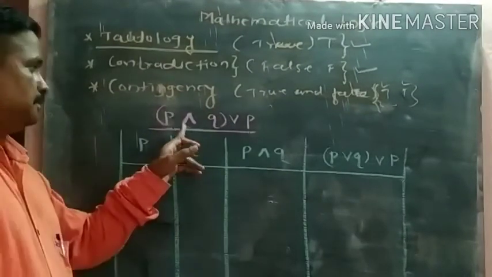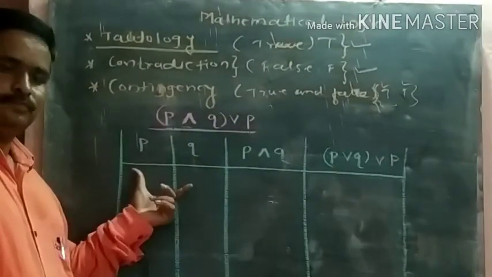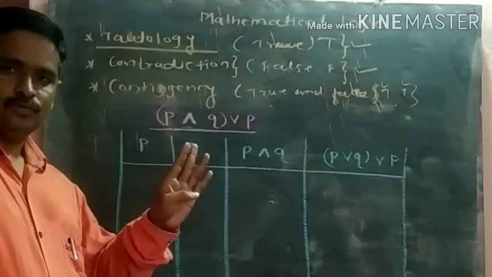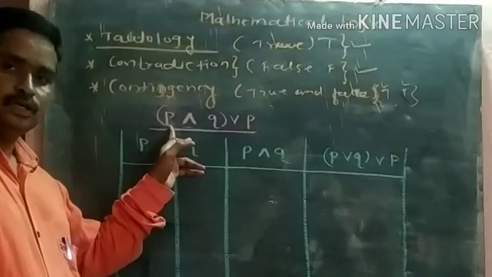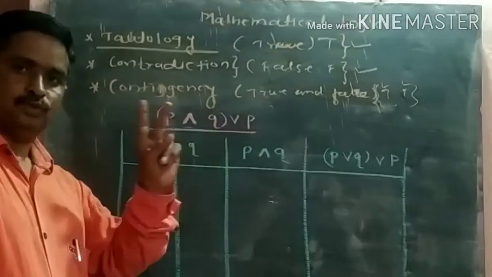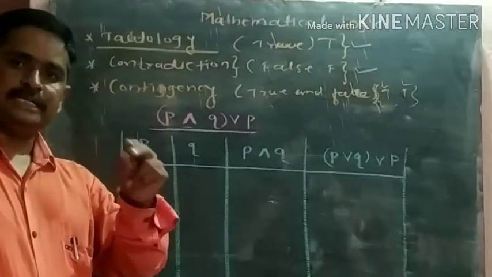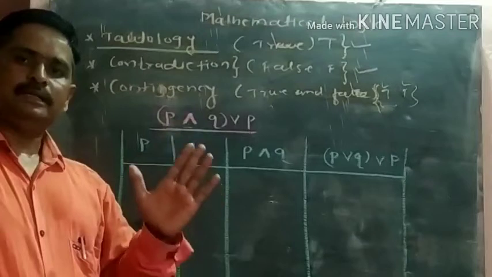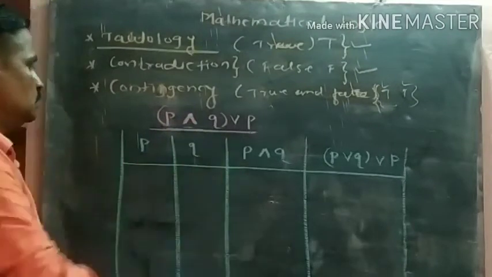For this purpose we construct a truth table containing 4 rows and 4 columns. 4 columns because it has 2 statements and 2 basic connectives. So 2 plus 2, the number of statements plus the number of basic connectives equals the number of columns in the truth table. So it is a basic idea.